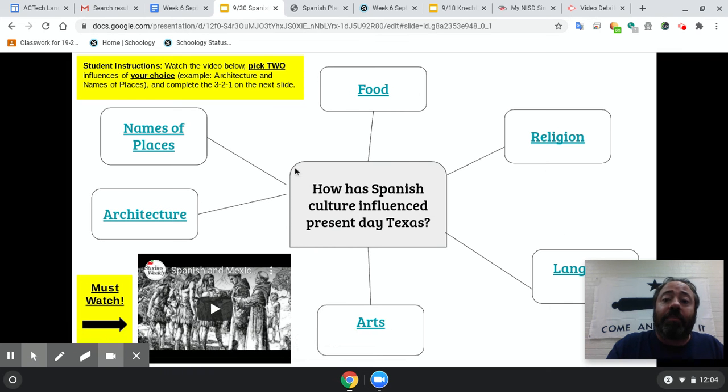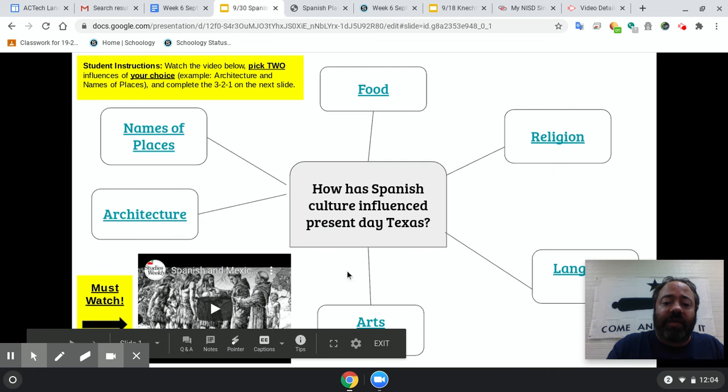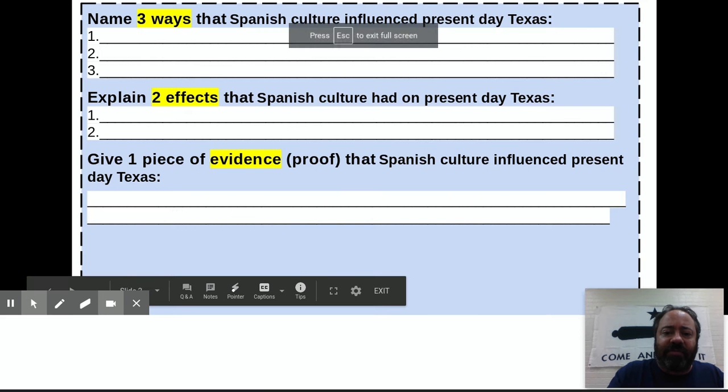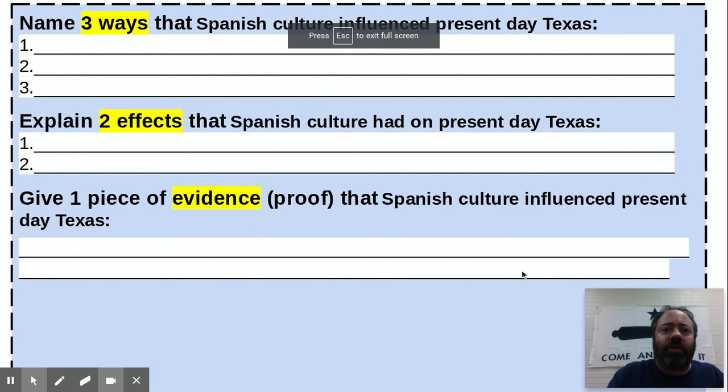You have to pick two of these, and you just click on the link, but you must watch the video. The video is the first thing you do. And then after watching the video, you pick two of these. Then after you pick two of them, you do a 3-2-1: three ways that Spanish culture influenced present day Texas, two effects that Spanish culture had on present day Texas, and one piece of evidence that Spanish culture influenced present day Texas. The evidence you're going to get from one of the readings, just like you do in English class. It's text evidence.